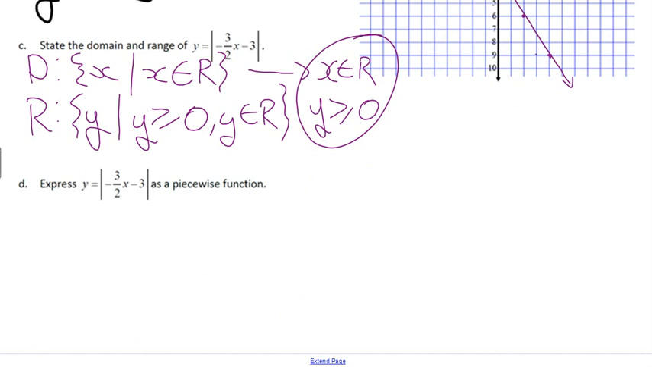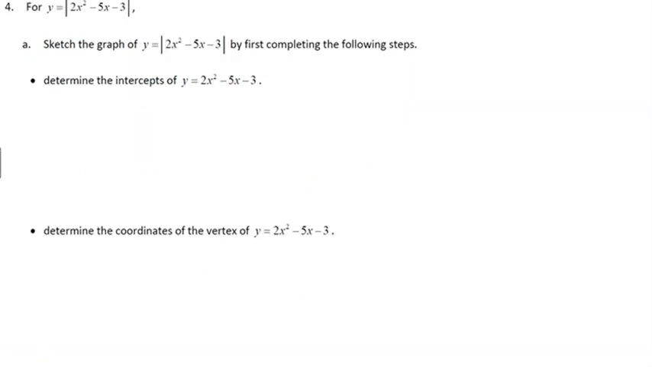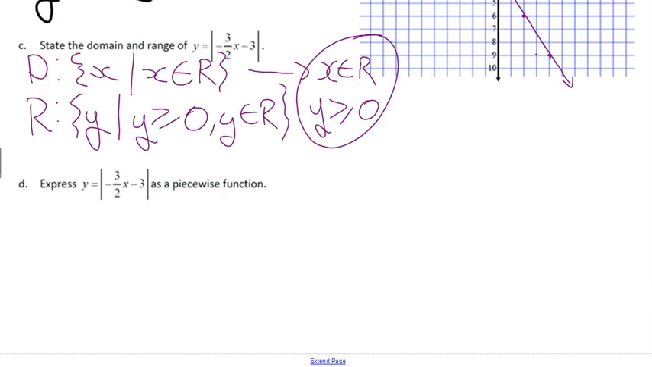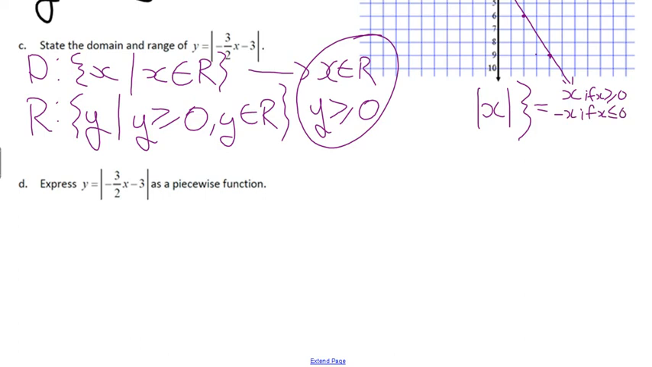Okay, express y equals, is there more? Yeah, there's one after that. Express y equals the absolute value of negative 3/2 x minus 3 as a piecewise function. So what we need to do here is split this function up into two possible functions, and it's going to go with the definition of absolute value again. We say it's x if x is greater than or equal to 0, and it's negative x if x is less than or equal to 0.